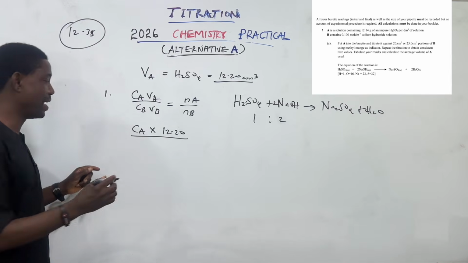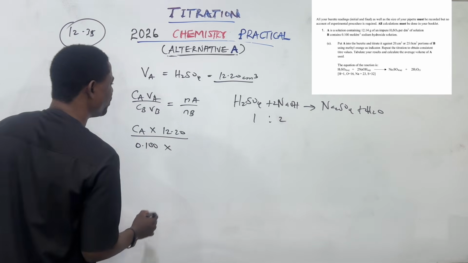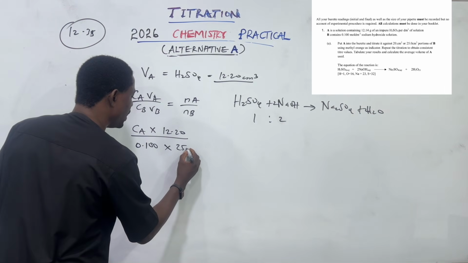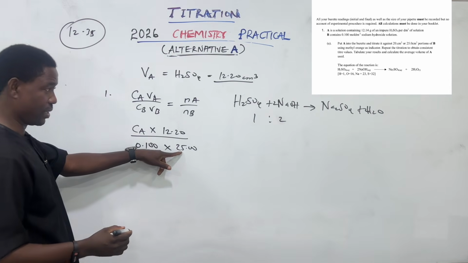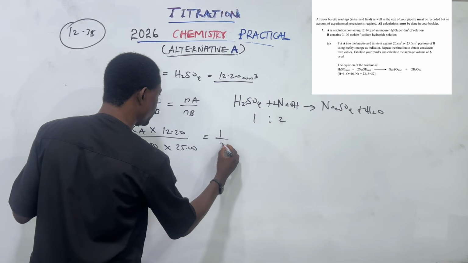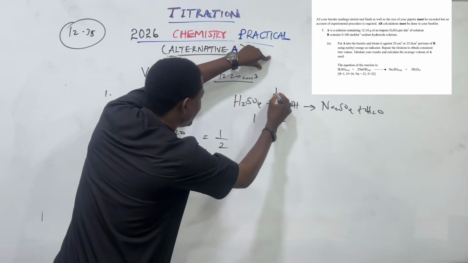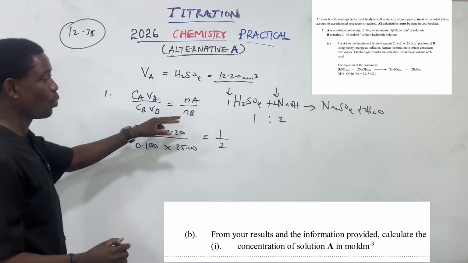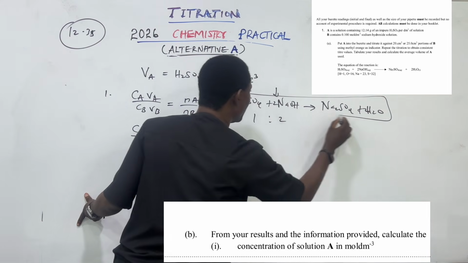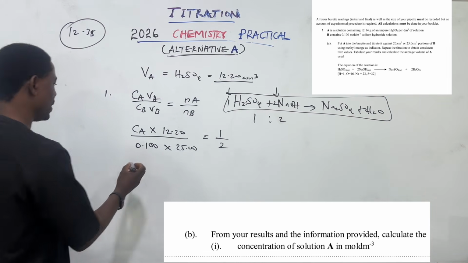Concentration of B is given as 0.100. Remember, that is in the question. Then what's the volume of B? That is the volume of pipette used, which is 25. If in your center you used 20, this would be 20. So this is 25. Now it gives you 1/2. How did I get that? 1 mole of acid to 2 moles of base. I did that from balancing. Can you see that? That's why your equation must be balanced before you carry out this calculation. Most of the time they will write it for you, but in case they don't, it's simple stuff. And let's make CA the subject of the formula.